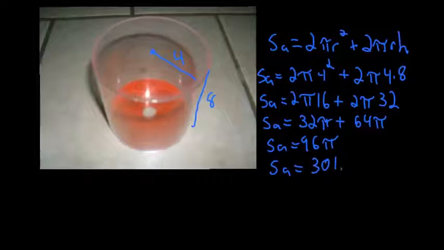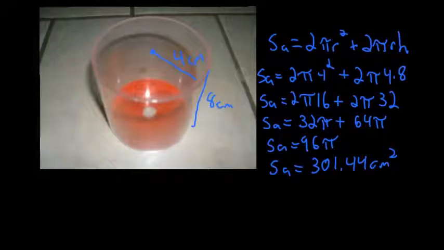So now I can add those together. So I have 32 pi plus 64 pi. My surface area is going to equal 96 pi. Now you can take your 96 and multiply it by 3.14. The reason I say to do it this way is because it saves you from having to do so much decimal multiplication. So when you do 96 times 3.14, you get 301.44. And let's say these are centimeters. So that'd be centimeters squared because it's an area.